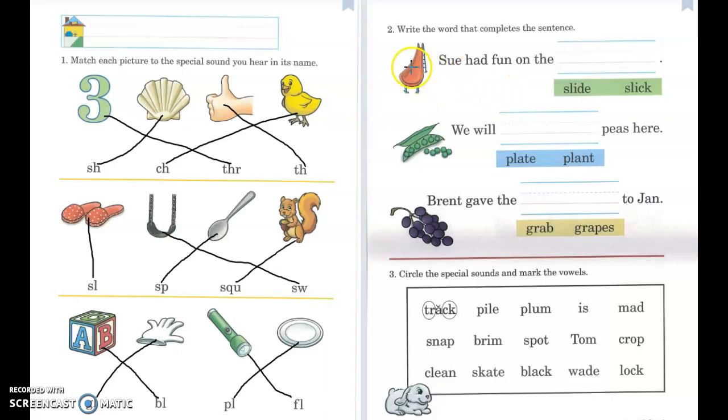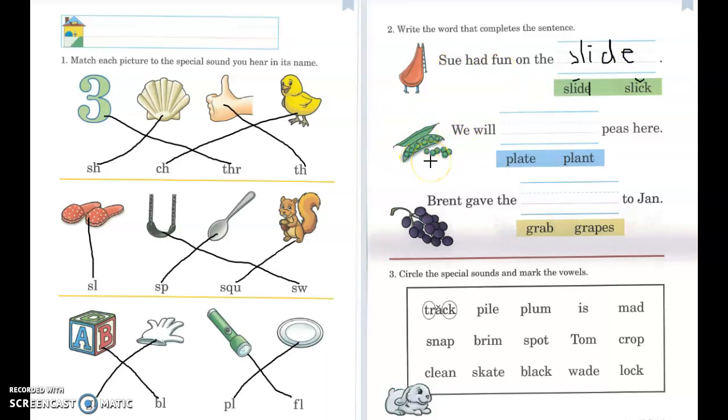So slide has that long I sound. I know I'm going to need to find a word with two vowels. This one only has one vowel, and that's a short I sound. Slick. She's not having fun on the slick. She's having fun on the slide. So slide is my word. S-L-I-D-E. Slide. Sue had fun on the slide.